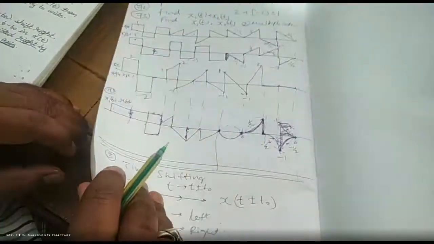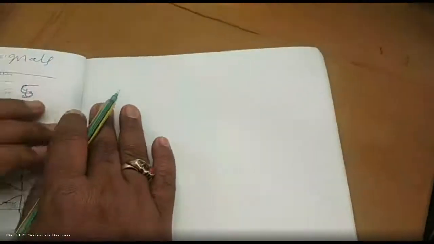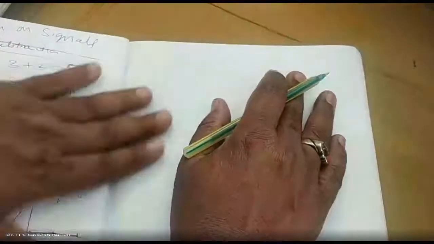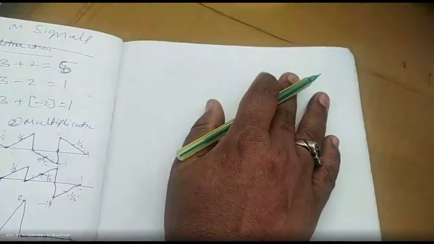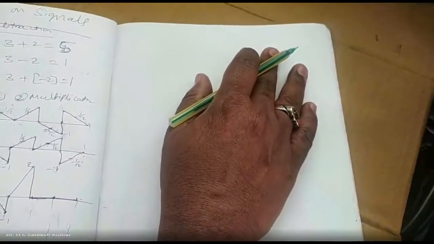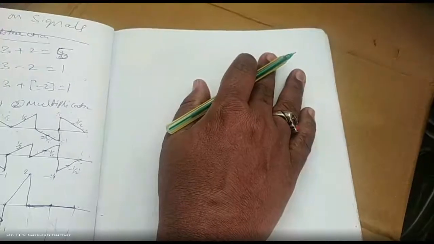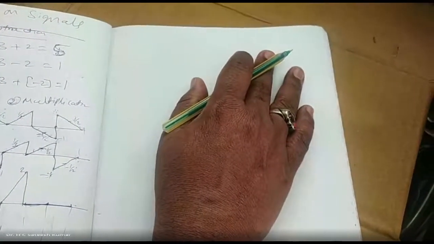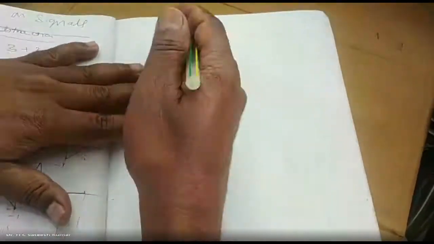How exactly it will be happening, I'll take up an example and show you. First, I will tell you how exactly it happens, then how to do the problem also. How exactly it happens is only to understand. But to do the problem in the examination, I will give the shortcut. Just by seeing the signal, we can do it easily. That method I will tell you.